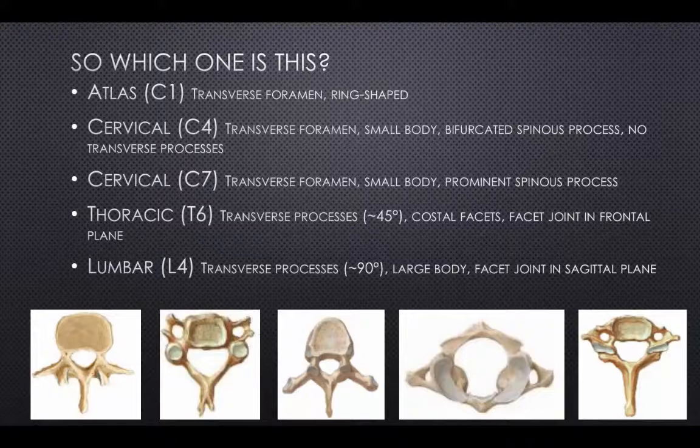Thoracic vertebrae number 6, or T6, has a transverse process at about 45-degree angle, has costal facets, facet joints in the frontal plane. And then the lumbar, or L4 vertebrae, has a transverse process at about 90 degrees, has a large body, facet joints in the sagittal plane. Here are the labels for each of these: the lumbar, the cervical, thoracic, the atlas, and the axis.